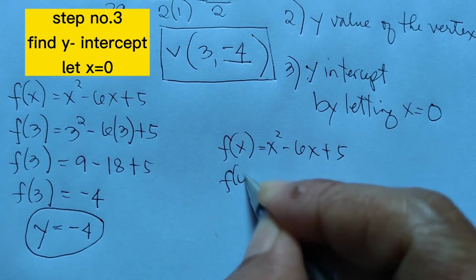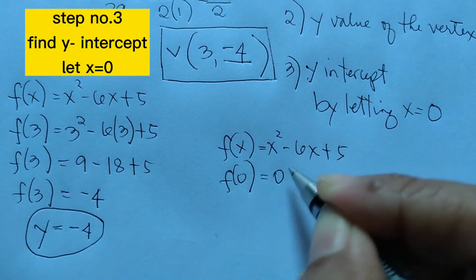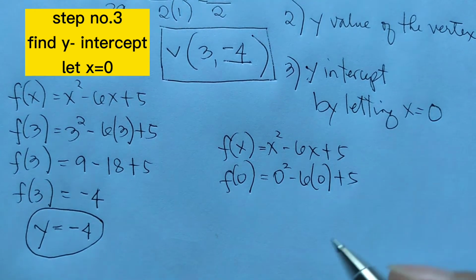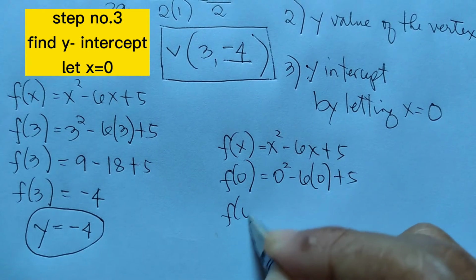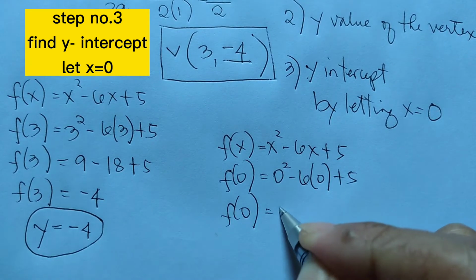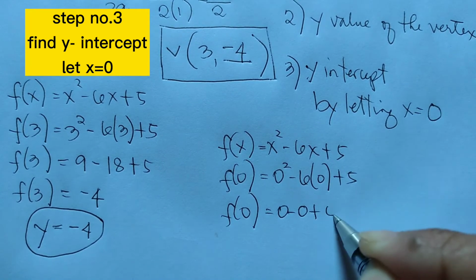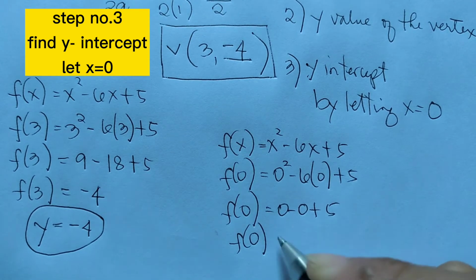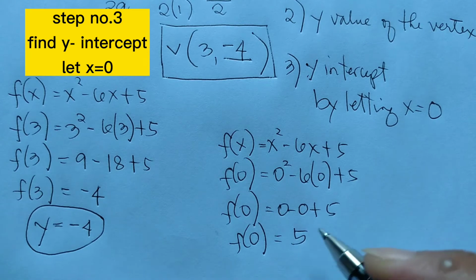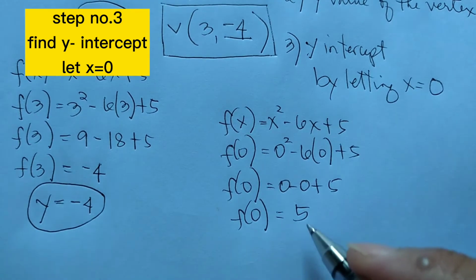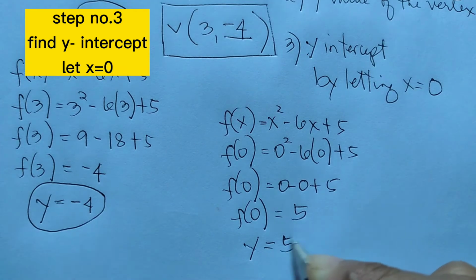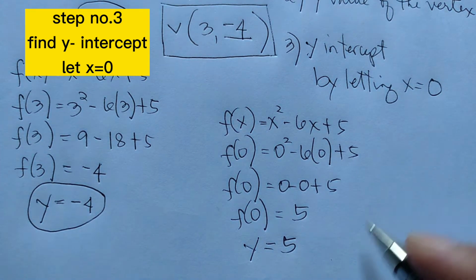So, f of 0 is equal to 0 squared minus 6 times 0 plus 5. So, we have f of 0 is equal to 0 minus 0 plus 5. So, f of 0 is equal to 5. 0 minus 0 plus 5 is equal to 5. This is actually y is equal to 5. So, that is now our y-intercept.